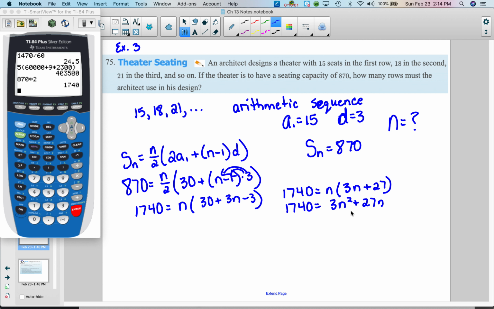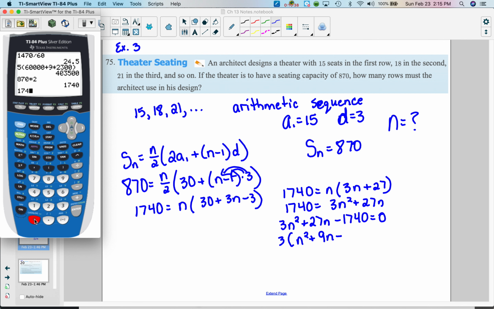And I'm just going to arrange this because notice it's a quadratic equation. So we're going to have 3n squared plus 27n, then I'm going to subtract the 1740 equals 0. So we have to solve this quadratic equation. Now, you can quickly check that 3 will divide into 1,740. Divisibility rules, add the digits. 1 plus 7 plus 4 is 12. Since 3 goes into 12, 3 goes into 1740. So I'm going to factor out a 3. So we have 580.